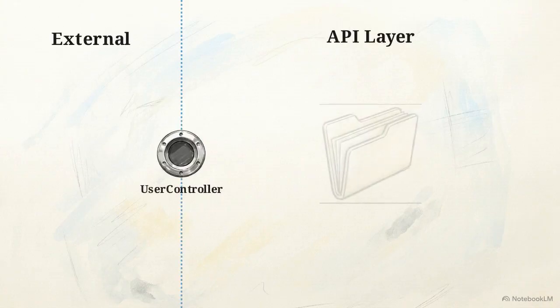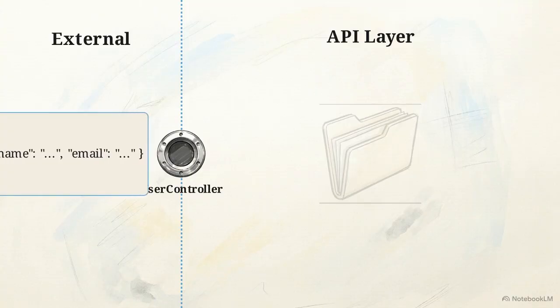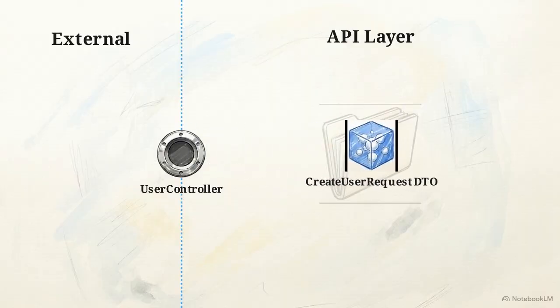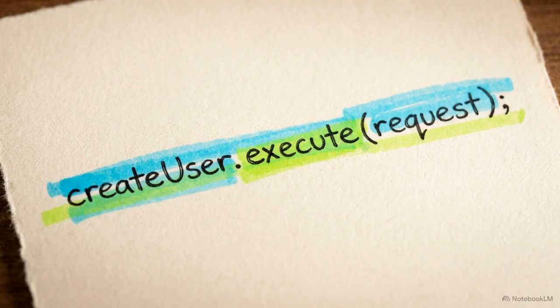A JSON payload strikes the outer edge of our application and hits the user controller. Here, the controller acts solely as a translator. It ensures the JSON is mapped into a highly specific CreateUserRequest data transfer object. The controller calculates nothing and decides nothing. It contains 0 business logic.